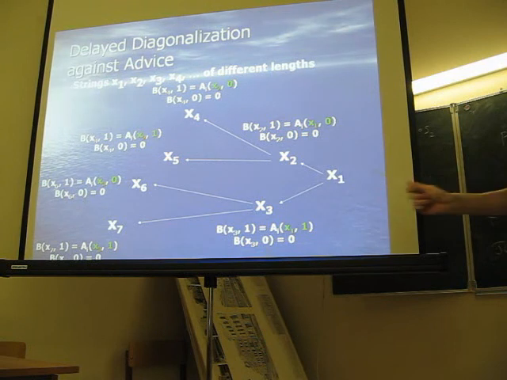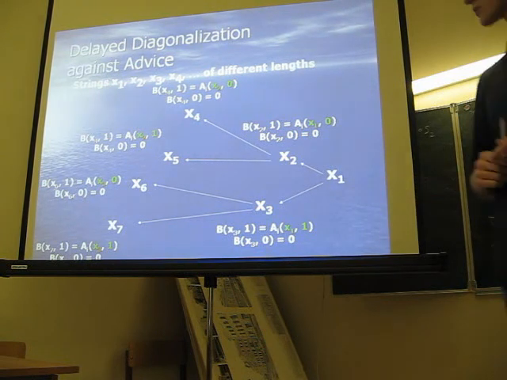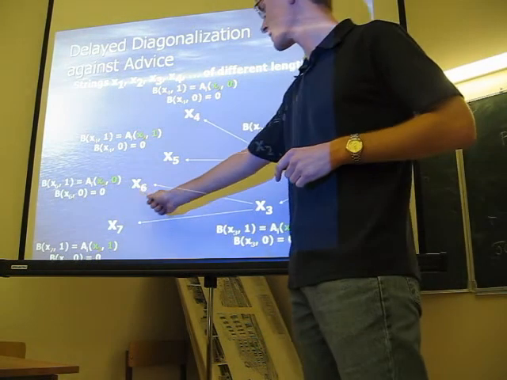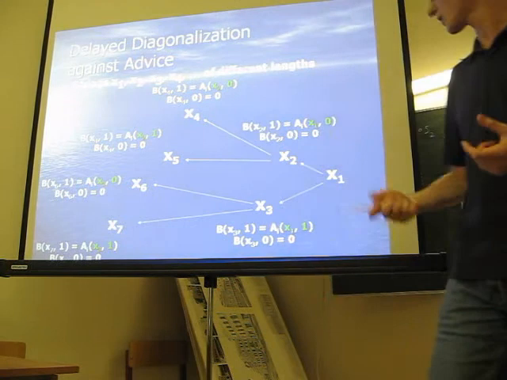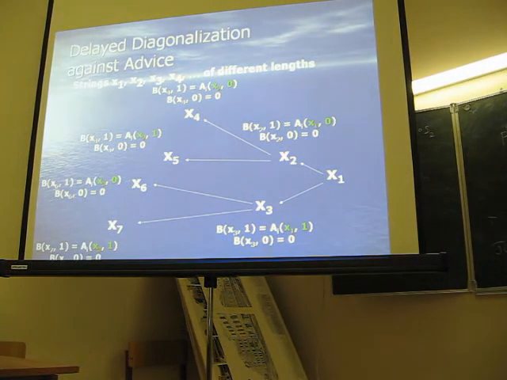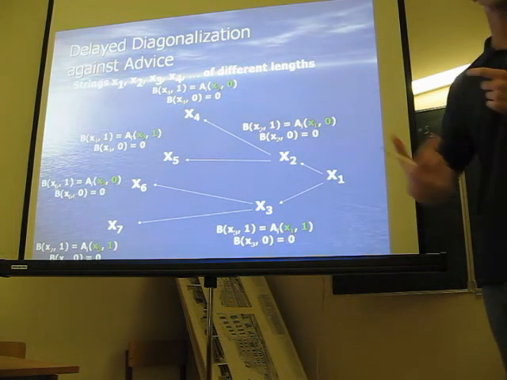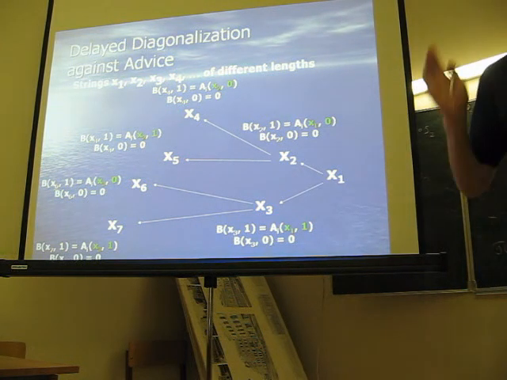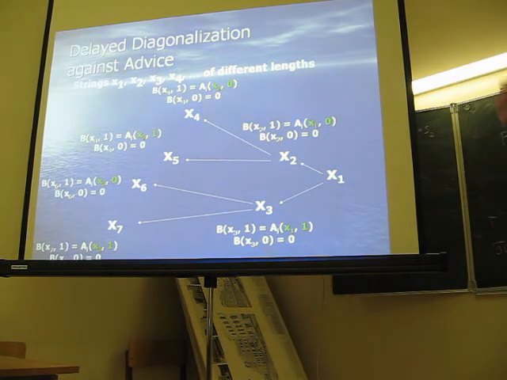Say x4, x5, x6, and x7 have length n, and x1 has length 2 to the n. Then we can use deterministic simulation in order to get the desired negation, and from this idea we can get a time hierarchy for one-bit non-uniform algorithms. But I'm not going to get into any more details.